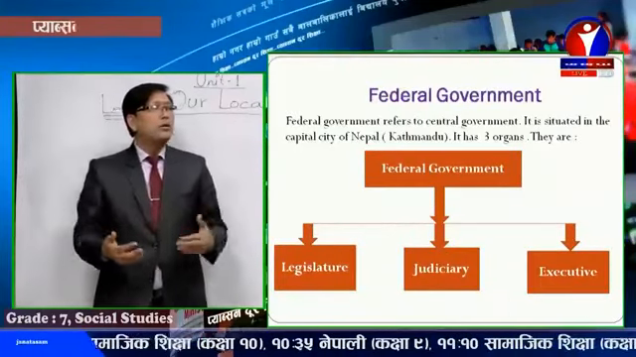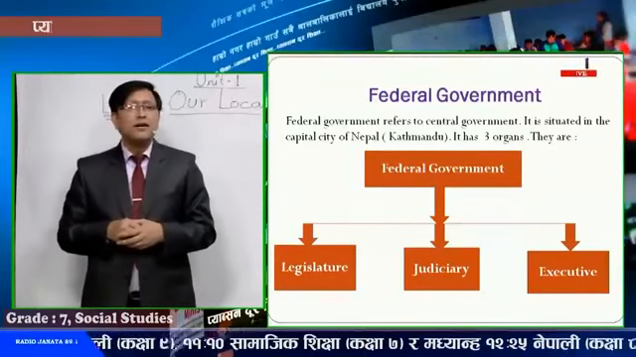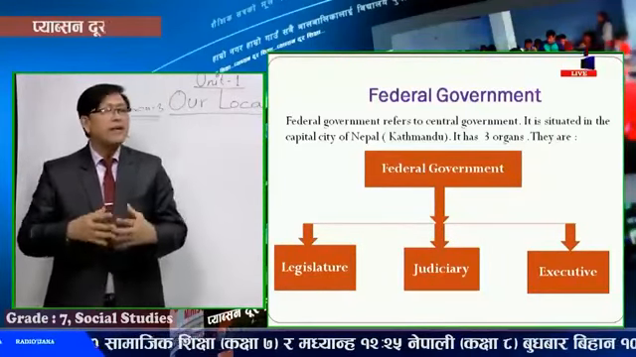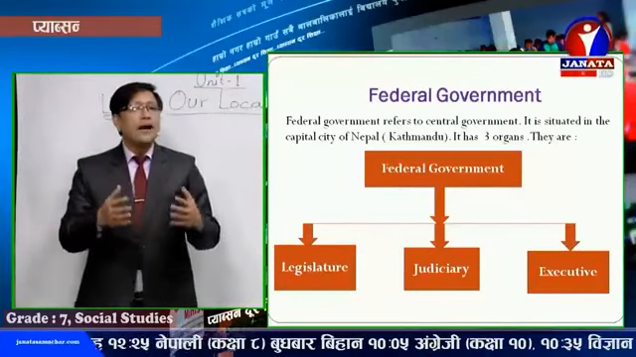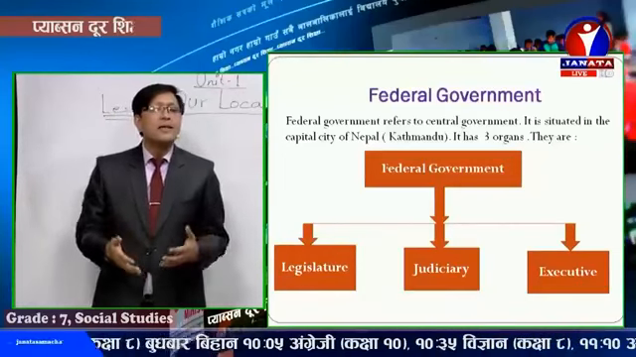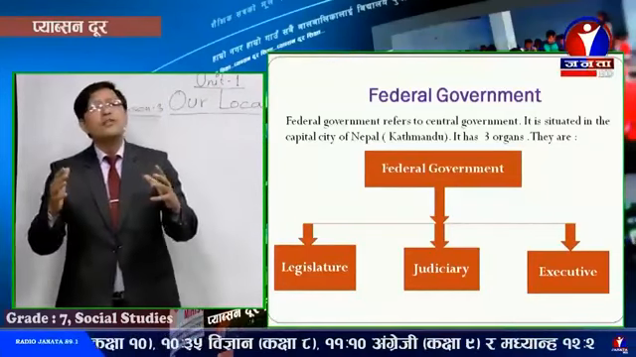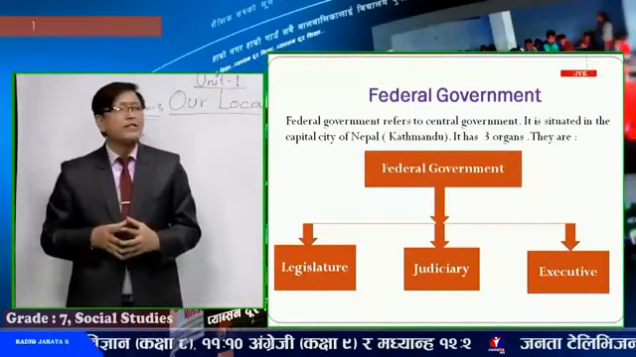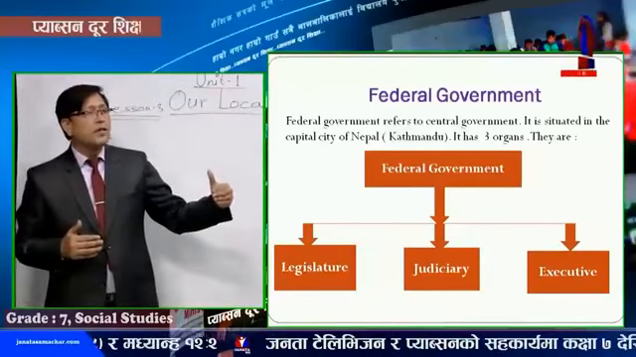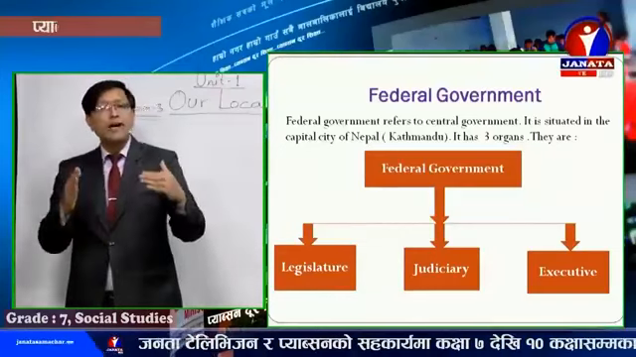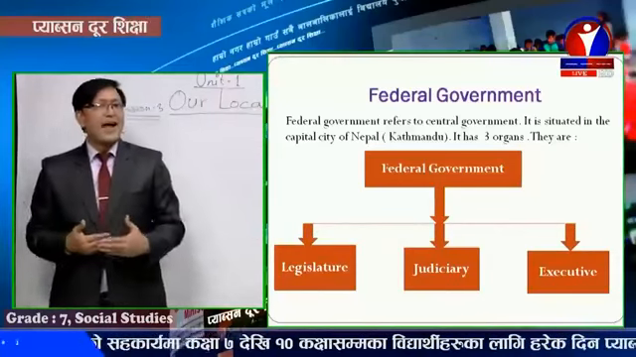Boys and girls, now what do you mean by federal government? Federal government refers to central government, and it is situated in the capital city of Nepal. Now our federal government is situated in Kathmandu, capital city of Nepal. And boys and girls, it has three major organs: legislature, judiciary, and executive. Keep in mind, boys and girls, legislature first, then judiciary, then executive.